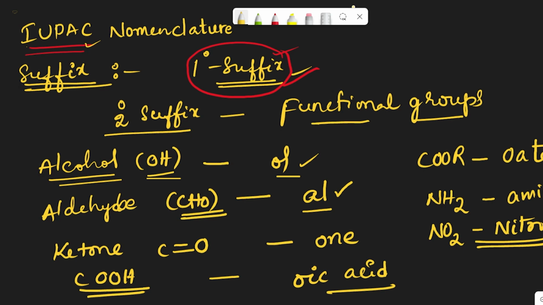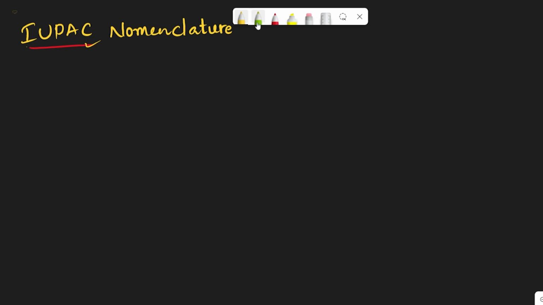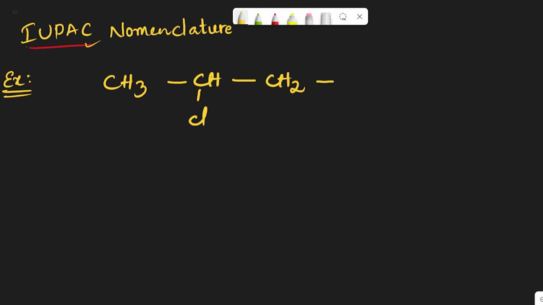Now let us start with how to write the names for some compounds. Let us start with one example. Here one compound is there, CH3, CHCl, CH2, CH2OH. So what is the name of that compound?